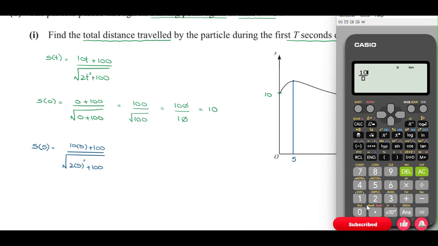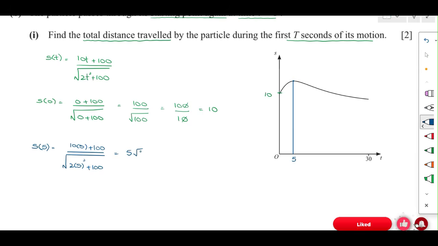Okay, so 10 times 5 plus 100, everything divided by the square root of 2 times 5 squared plus 100. This is 5 root 6. So 5 root 6 in decimal is 12.25. So here the displacement value is 12.25, or we can say 5 root 6.